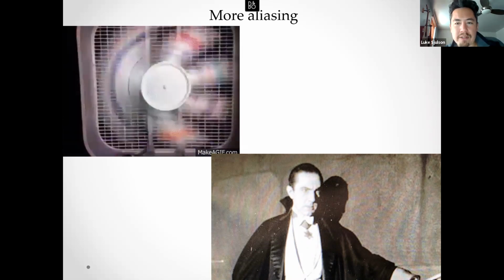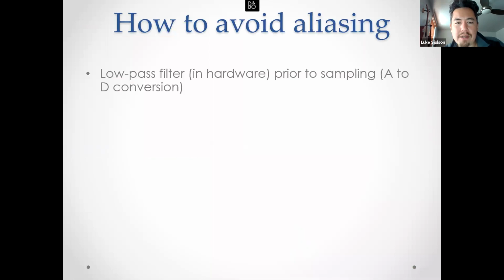Okay, so how do you avoid aliasing? This is important. What you have to do is put a low pass filter in hardware, or somehow there has to be an intrinsic low pass filtering that occurs in hardware prior to sampling. By sampling, I mean A to D conversion.